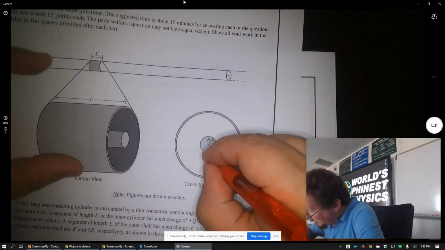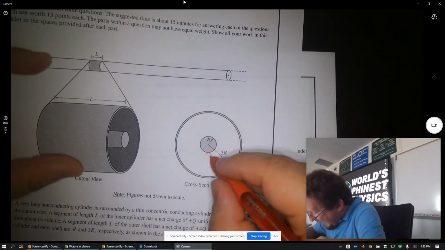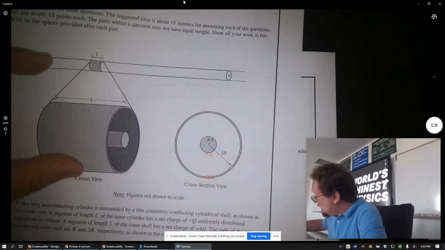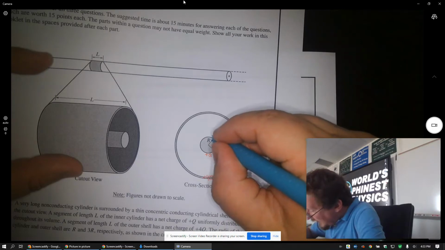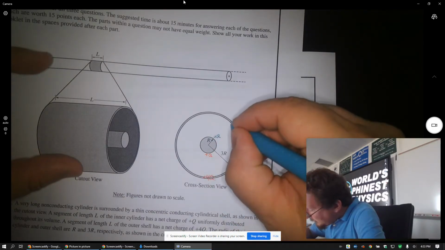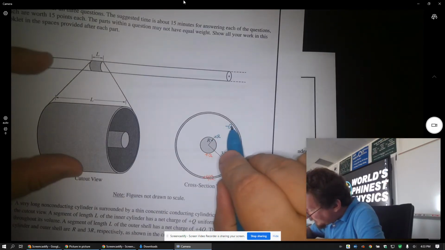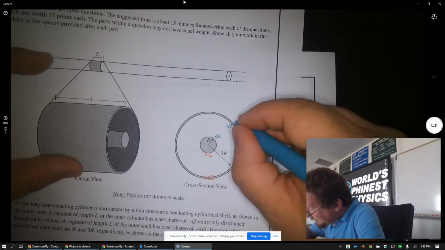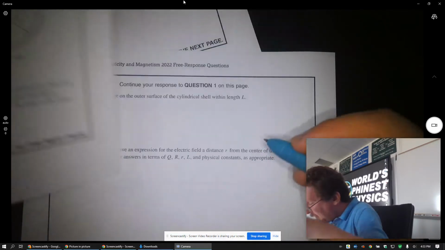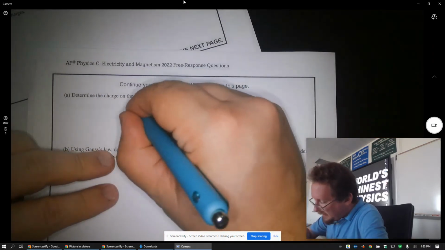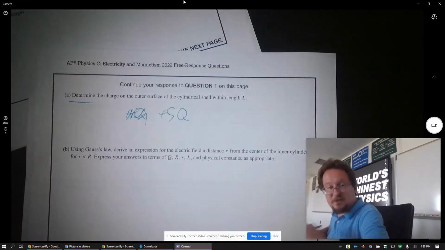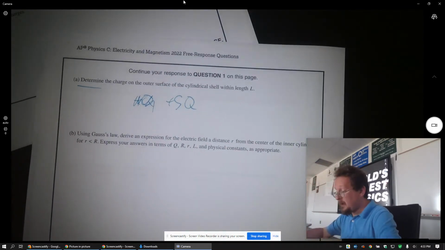So if the cylinder is net positive Q, and the shell is positive 4Q net, then the inside surface would be negative Q, because the inside surface has to be the exact opposite of whatever it's facing. Then the outside is going to be the net of everything, so that'd be positive 5Q. So determine just means give me the answer, positive 5Q. Determine means you don't have to show any work, so I'm not going to explain it.